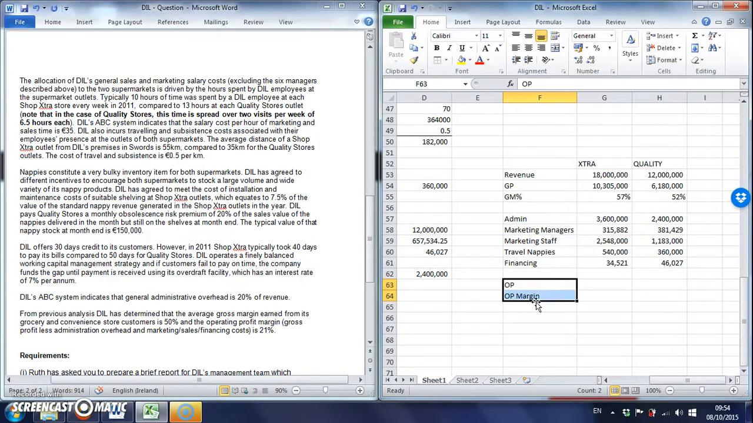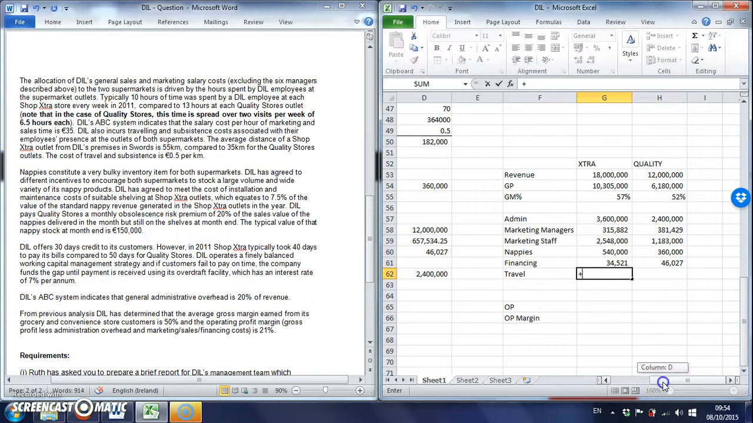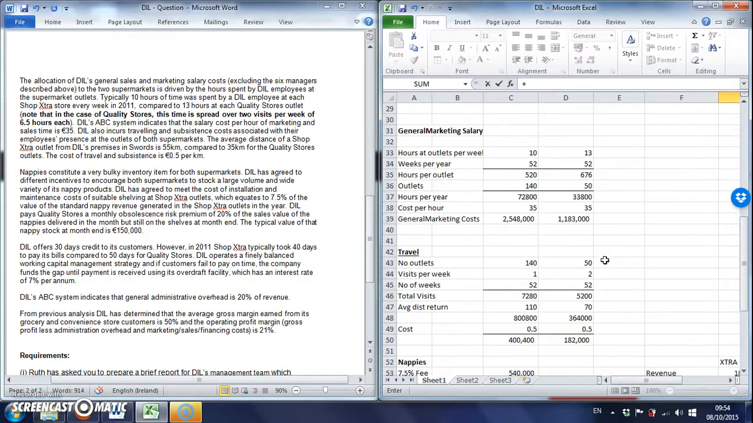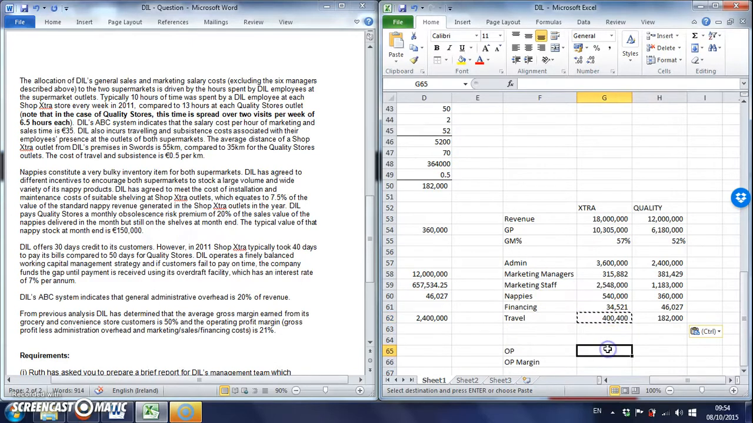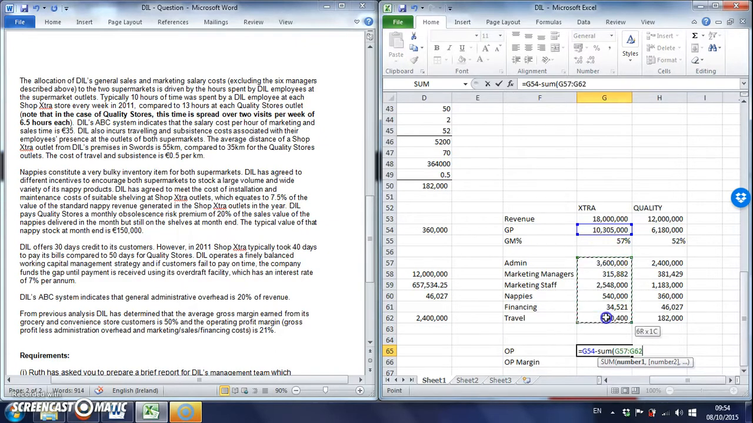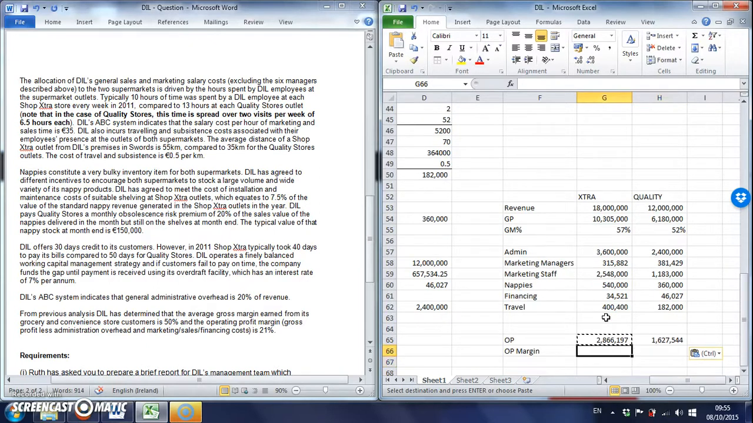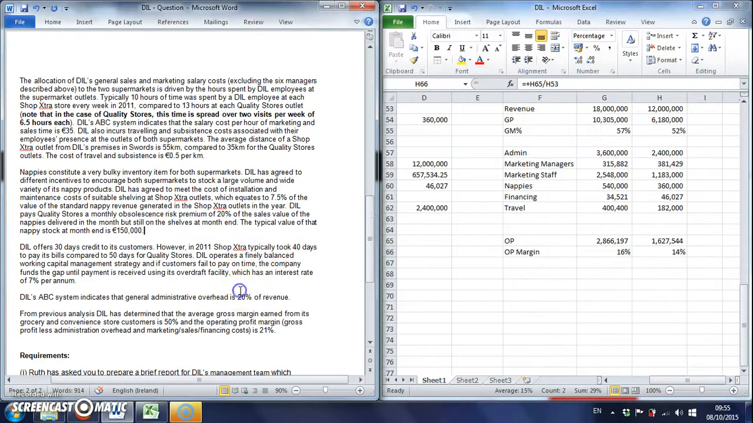Apologies, I just realized I doubled up travel and nappies. So take travel out of there, put travel in a separate one, and that travel would be here, 400,000 and 182. So then to get the operating profit, it's your gross profit, 10 million, minus the sum of the directly traced expenses, which are all these, 2.8 million, and the same here, 1.62. And you're also asked for the operating profit margin, which is profit over revenue, and same for quality. So that is essentially part 2.